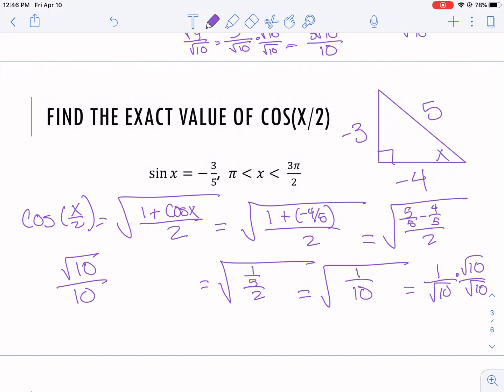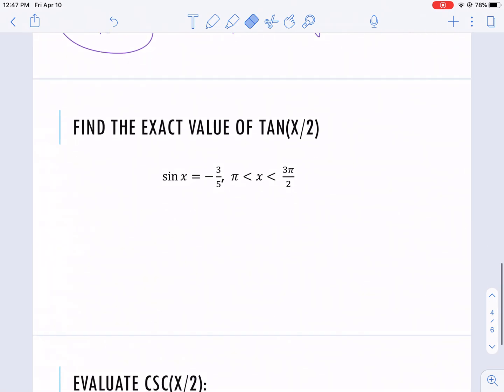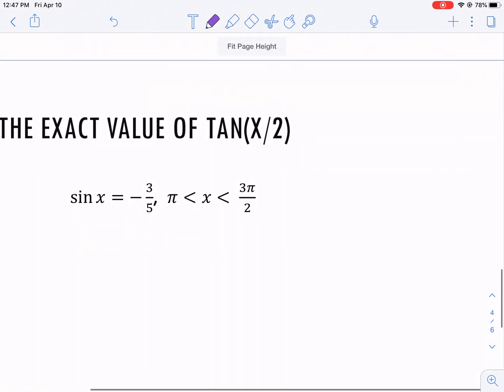And if we think back to like last time, if I picked that 200 degrees, well, we're moving from this third quadrant into the second quadrant now. Well, cosine x is negative here. So the half angle cosine ratio is going to be negative. All right, so then let's do tangent.